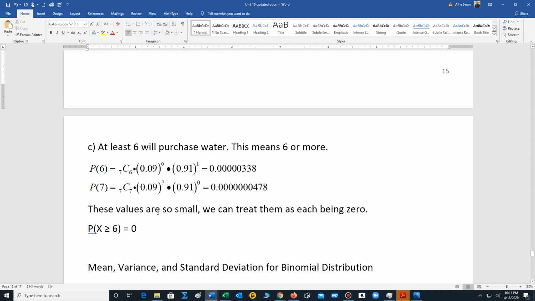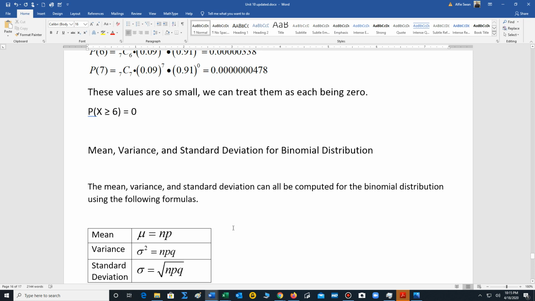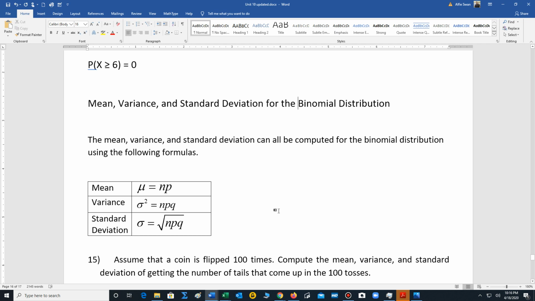So just be prepared to do both types of problems. Now, the last topic in this section deals with the mean, variance, and standard deviation for the binomial distribution. If we know we're working with a binomial distribution, there are standard formulas that we will use to make these computations. The mean of a binomial distribution uses the Greek symbol mu. Anytime we work with a distribution, the mean is represented as mu, and that's n times p.